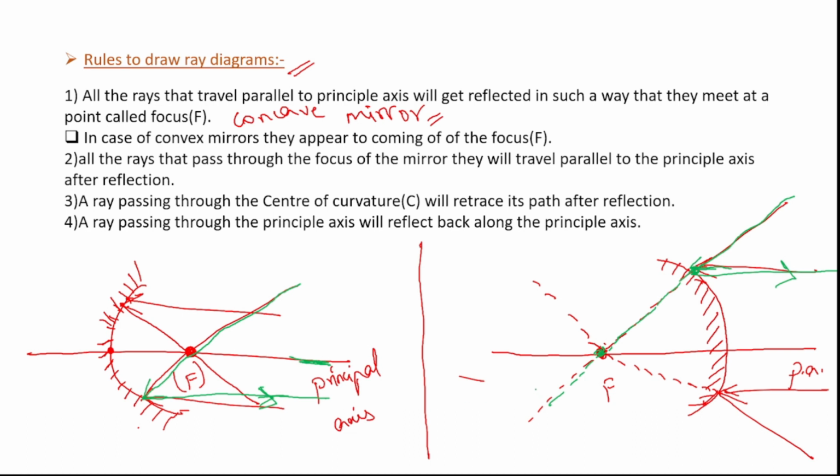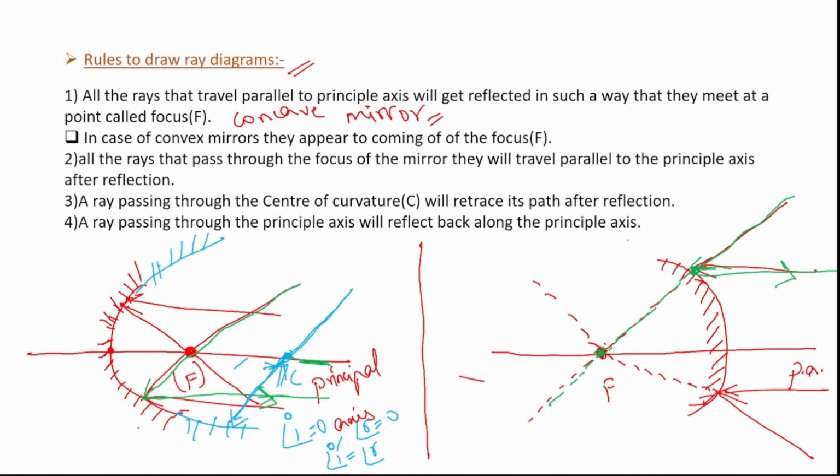Okay, so this is the second point. Third point, a ray passing through the center of curvature C will retrace its own path after reflection. So what he is saying, this is the center of curvature. Whenever a ray passing through the center of curvature falls on this mirror, it will retrace its own path after reflection. So what is happening here? The angle of incidence is becoming 0 and the angle of reflection is becoming 0. Why? Angle of incidence is equal to angle of reflection, right? So it will retrace its own path again.